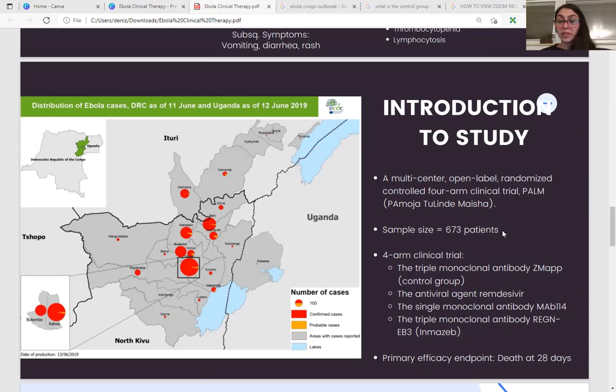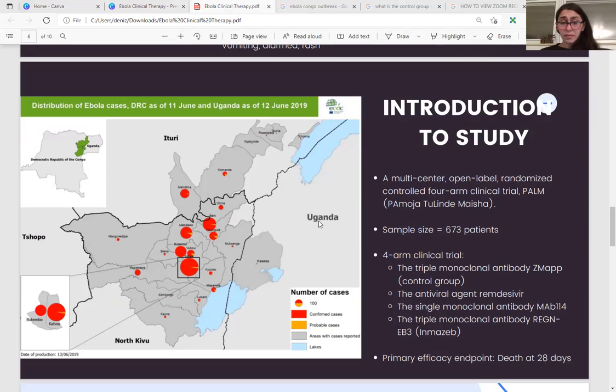It was a multi-center, open label, randomized, controlled 4-arm clinical trial. So multi-center refers to the fact that they weren't only focusing on one region, they worked in multiple medical centers. The randomized controlled part, let me get into the 4-arm clinical trial first. The 4-arm clinical trial just explains that they tested one control group, which is itself a treatment, a therapy, against 3 other investigational agents. So the control group was ZMapp, a triple monoclonal antibody.